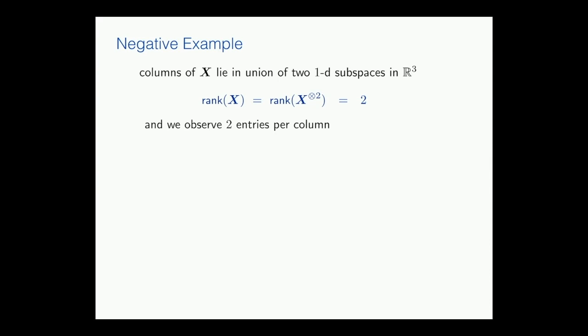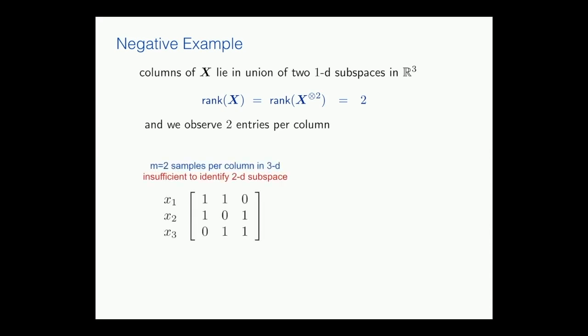So I said, let's consider a case where the columns of X lie in a union of two one-dimensional subspaces in R3. In that case, it's easy to see that the rank of both the original matrix and the tensorized data matrix is 2. Suppose we have 2 entries per column, so we're missing just 1 entry of each column. In this case, M is equal to 2, as I just said. That's how many observations we have per column, and that's less than the rank plus 1. The rank is 2, so the rank plus 1 is 3.